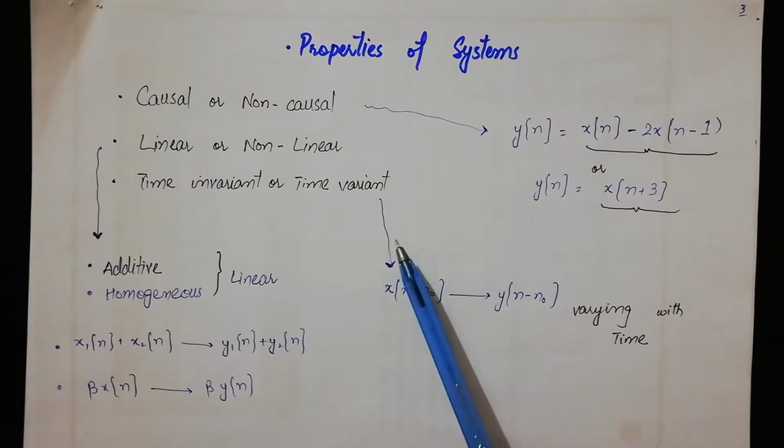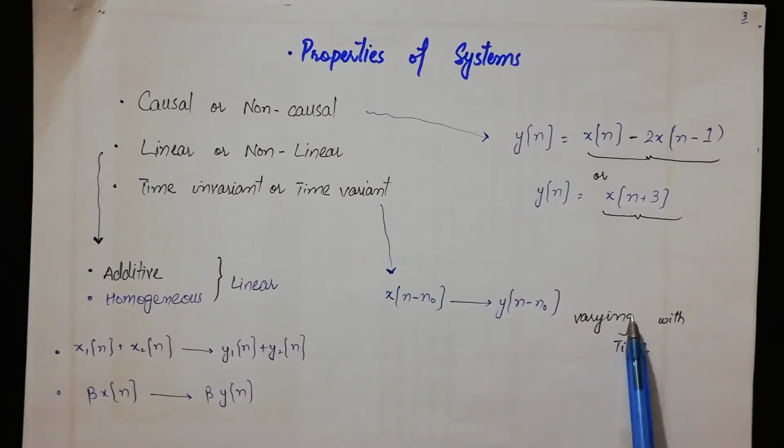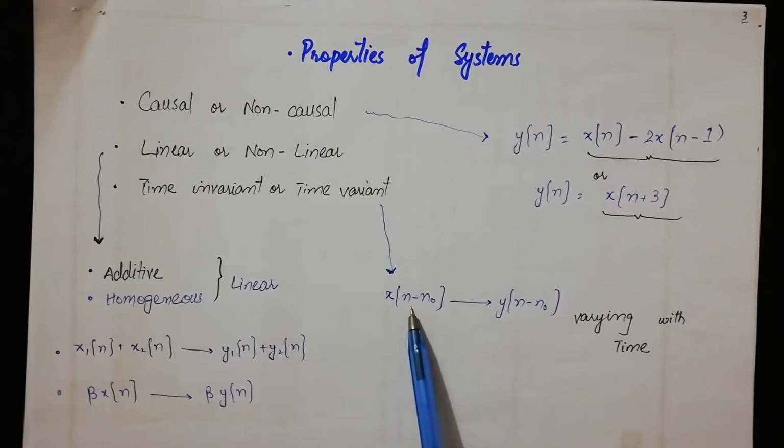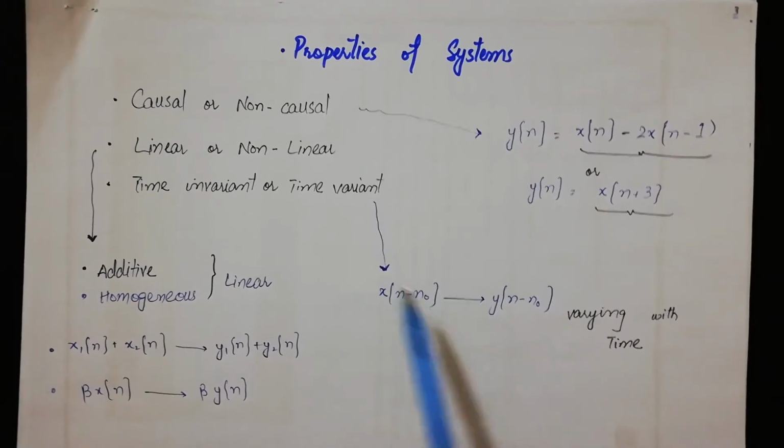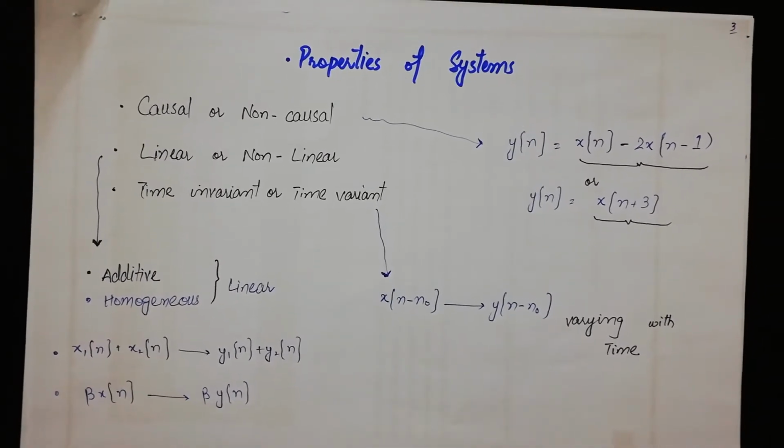Then comes time invariant or time variant, that is, varying with time. If we have an n minus n naught shift in the input, then there must be an n minus n naught shift in the output, then it is called time invariant, otherwise time variant.